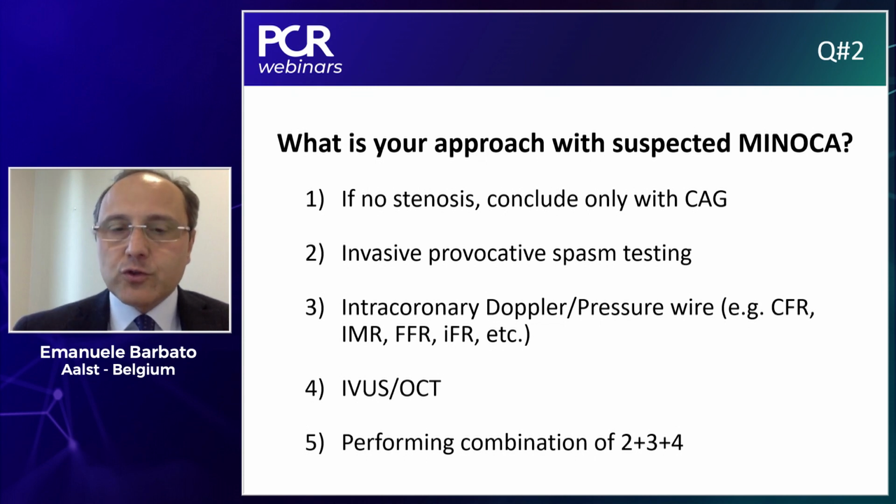If so, choose option number 1. If you would do some invasive provocative spasm testing, choose option number 2. If you would do some intracoronary guide wire physiology assessment with Doppler pressure wire, choose option number 3. If you would do imaging, choose option number 4, IVUS or OCT. And if you would perform a combination of all those, choose option number 5.